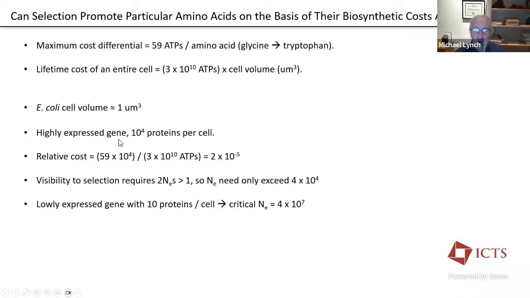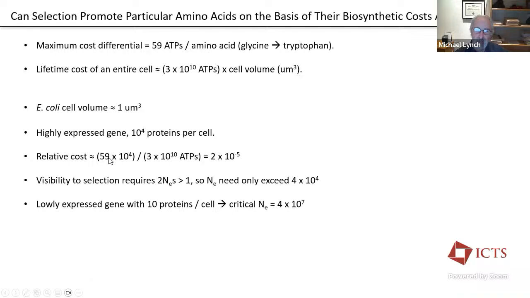And now let's think of a highly expressed gene, because this is where the advantage of using glycine over tryptophan might be greatest, because there are a lot of the proteins in the cell. This is a change at one particular amino acid in the protein. But for an E. coli, a highly expressed gene would have roughly 10 to the 4th proteins in the cell. And what we want to do is compare this particular protein at one amino acid site where there's a glycine versus a tryptophan.